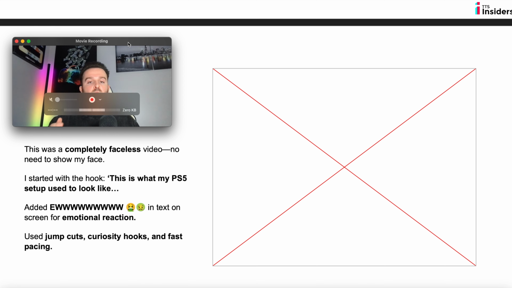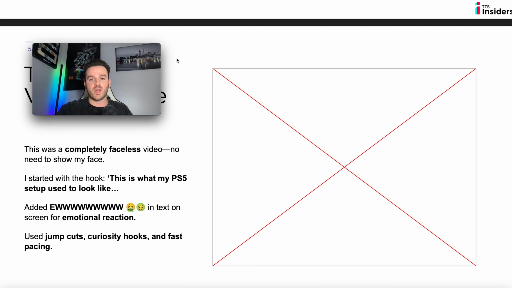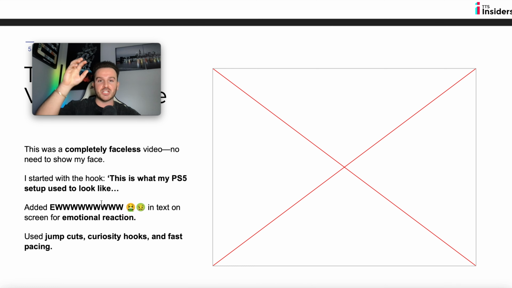Number one is it was a piquing curiosity hook, which very simply means I'm piquing curiosity from the viewer right away by saying, this is what my PS5 setup used to look like. So instantly they're already subconsciously thinking, well, what is it going to look like? Then you pair that with that big text saying ew with the throw up emoji and the grossed out face. That's also going to pique a ton of curiosity because people are going to be like, what's so gross? What am I about to watch?